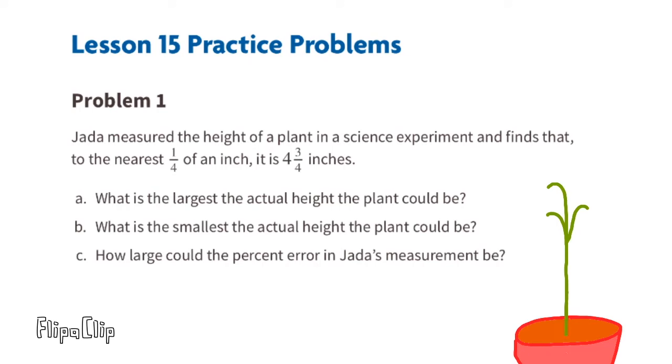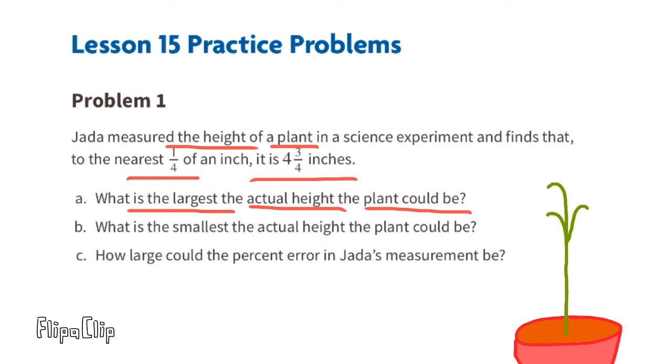7th grade Open Up Resources Illustrative Mathematics, Unit 4, Lesson 15, Error Intervals. Problem number 1. Jada measured the height of a plant in a science experiment and finds that, to the nearest quarter of an inch, it is 4 3/4 inches. A. What is the largest the actual height the plant could be?